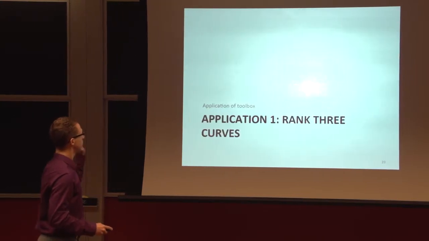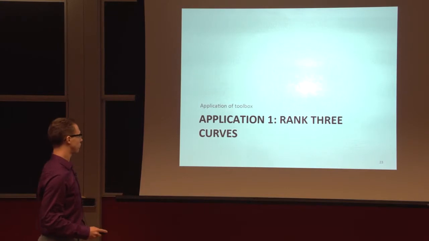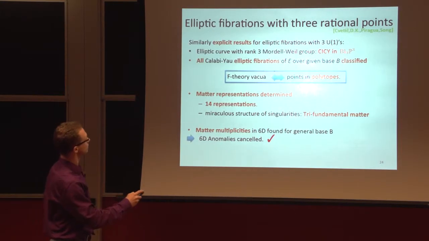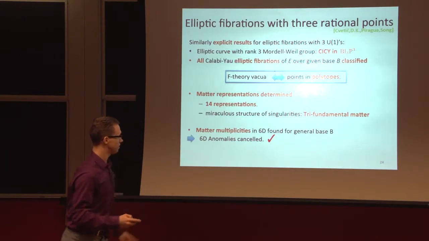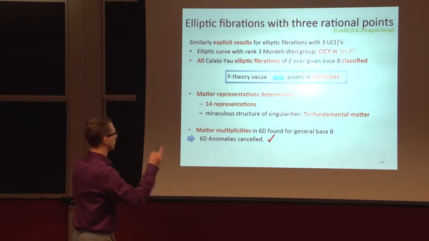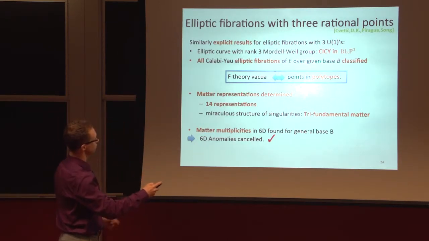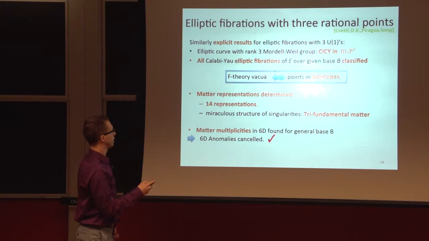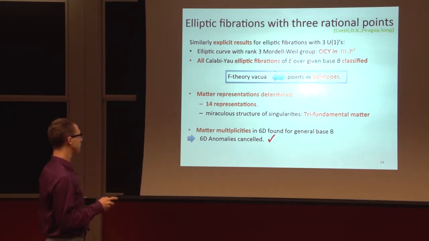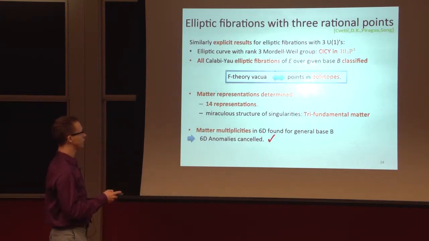So this is the toolbox, and now let me come to some applications. Application 1: elliptic curves realizing 3 U(1)s. In this case, the elliptic curve is a Calabi-Yau complete intersection in the blow-up of P3. And again, now applying this program, we can show that all elliptic fibrations of this curve over bases B are classified. There's a nice correspondence between F-theory vacua and polytopes. You can work out the meta representations. There are 14 of these.